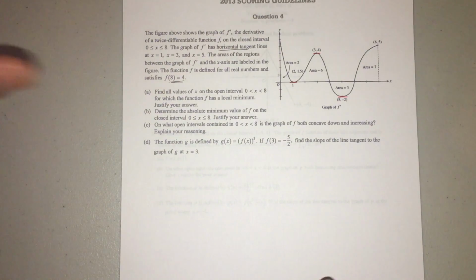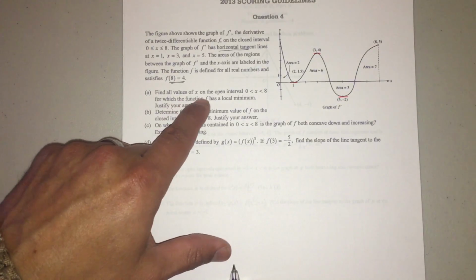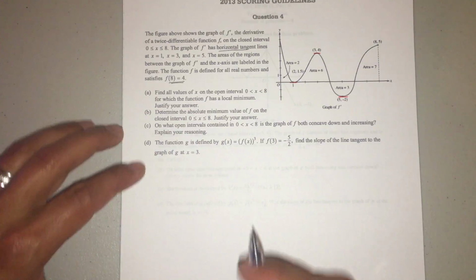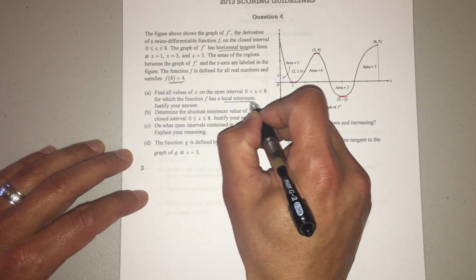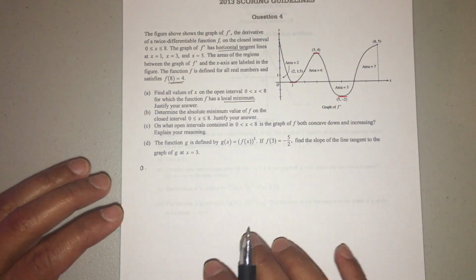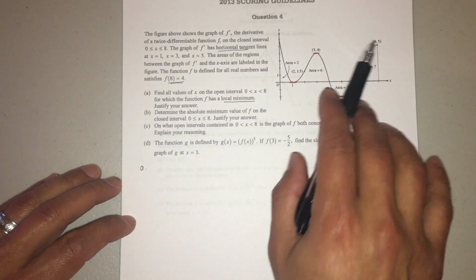That's our initial condition. Now remember, part A is the easiest part of all. It says find all values of x on the open interval between 0 and 8 for which the function f has a local minimum. So this one, remember, they're asking for a minimum. And what do they give me? They give me a graph.